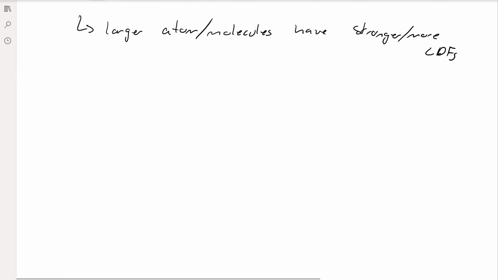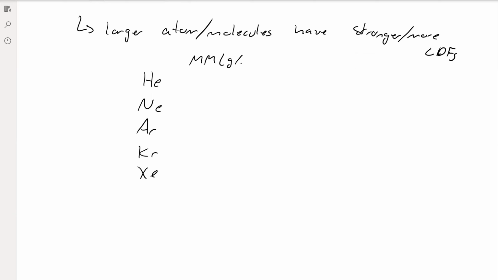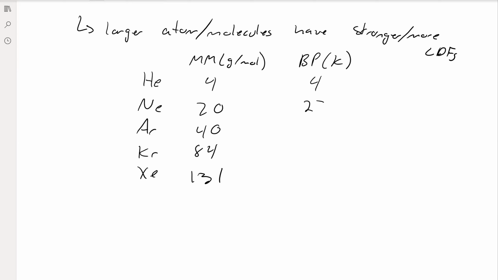So for example, if you take a look at your noble gases from helium to neon to argon, krypton, then xenon, and then you take a look at their molar mass, right? As we move down the periodic table, our molar mass increases. And then their boiling point in Kelvin also increases, right? And the reason that it's increasing is because we have these London dispersion forces.